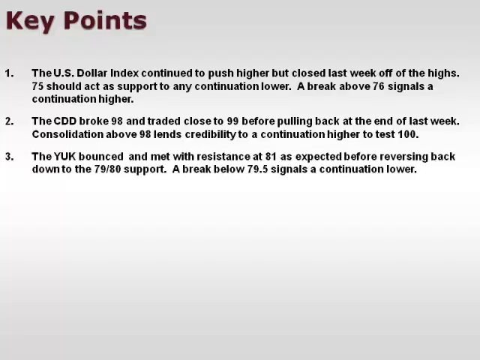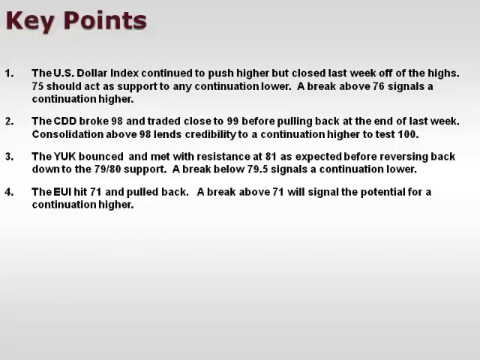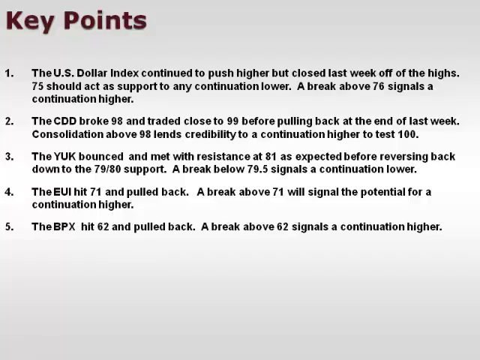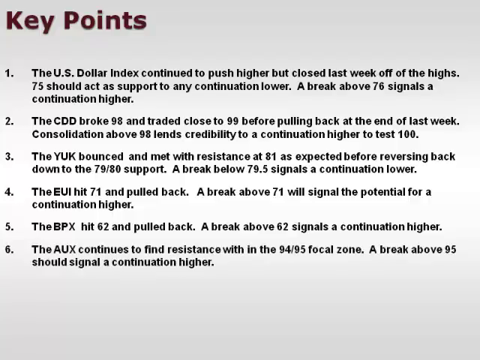The YUK bounced and met with resistance at 81 as expected before reversing back down to the 79.80 support. A break below 79.5 signals a continuation lower. The EUI hit 71 and pulled back. A break above 71 will signal the potential for a continuation higher. The BPX hit 62 and pulled back. A break above 62 signals a continuation higher. The AUX continues to find resistance within this 94.95 focal zone. A break above 95 should signal a continuation higher.